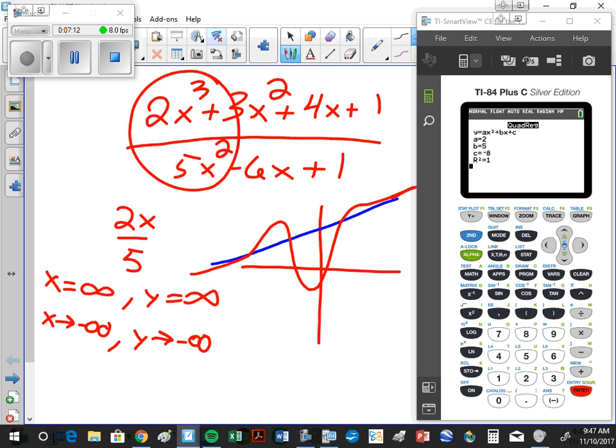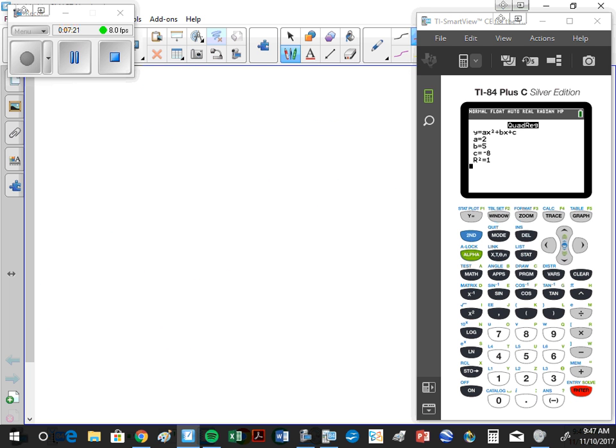If it was 2x squared over 5, then you would have a quadratic asymptote. No. Quadratic asymptotes exist, but you'll see equations that have them, but you won't be asked to find them. You'd probably just say no horizontal and no vertical.